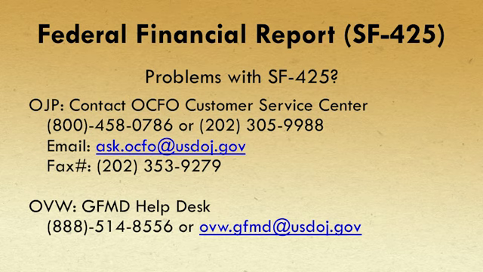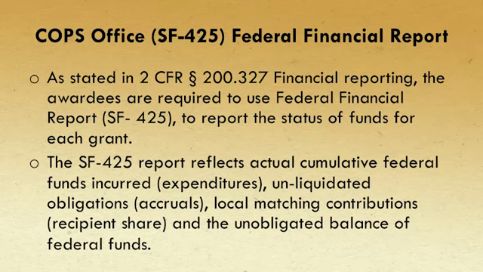As Suhaila mentioned, I will be discussing the COPS office process for submitting your federal financial report. As stated in 2 CFR Part 200.327, Financial Reporting, the awardees are required to use Federal Financial Report SF-425 to report the status of funds for each grant. The SF-425 reflects actual cumulative federal funds incurred, expenditures, unliquidated obligations, accruals, local matching contributions, recipient share, and the unobligated balance of federal funds.